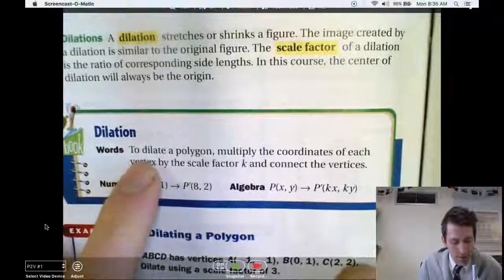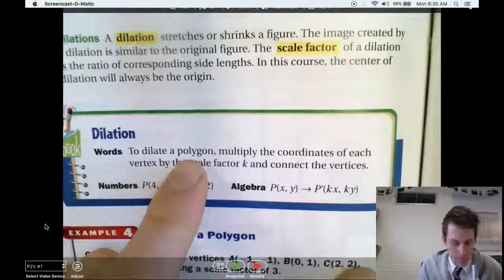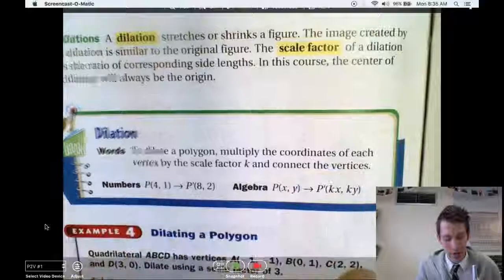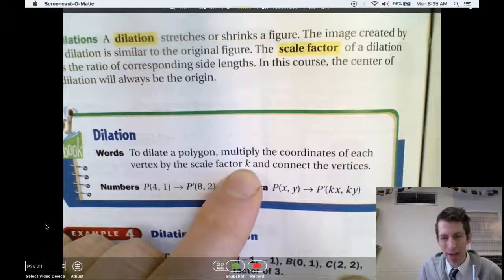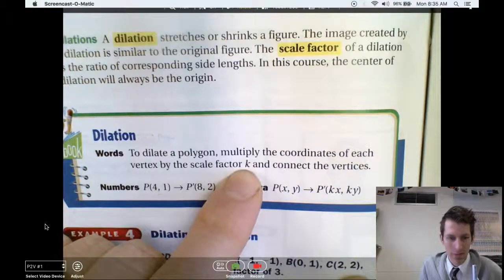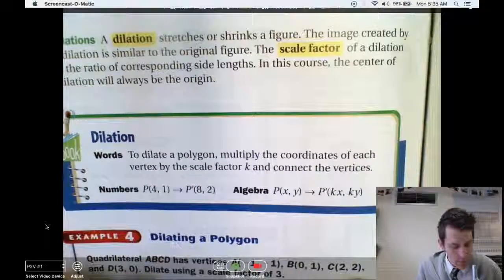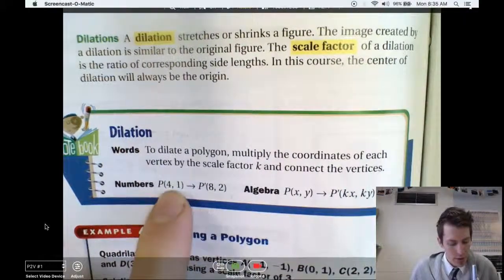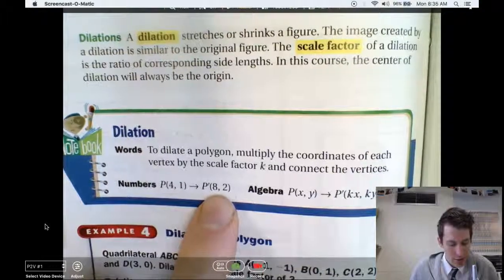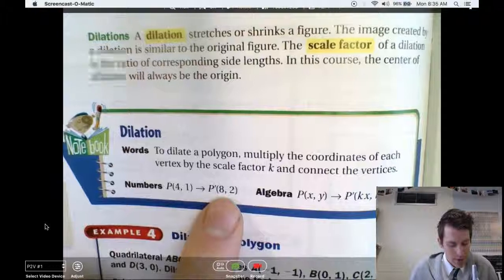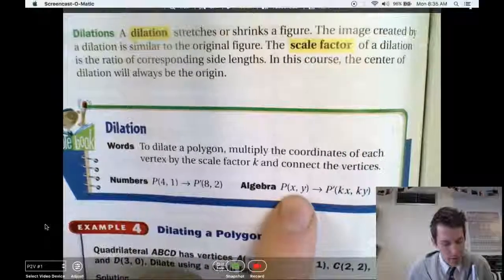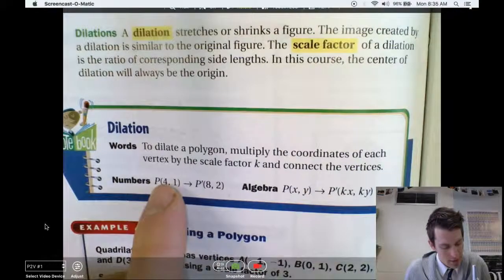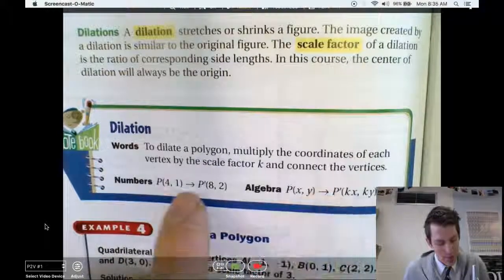So, here we go. To dilate a polygon, or a shape, multiply the coordinates of each vertex by the scale factor k and connect the vertices. We always use this variable k to represent a scale factor. So if you've got 4, 1, and that point transforms into the point 8, 2, because you expanded it, you multiplied those original coordinates by some scale factor. Can you figure out what scale factor we multiplied them both by? Multiplied them both by 2. K would have been 2 in that problem.